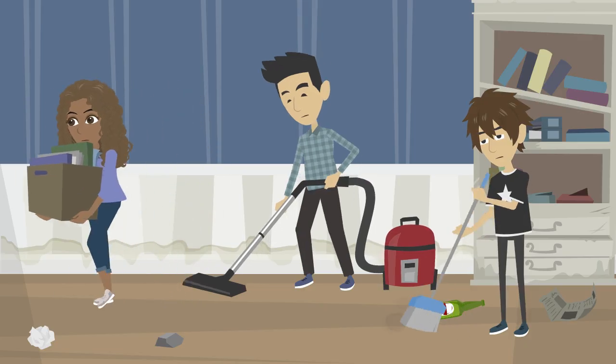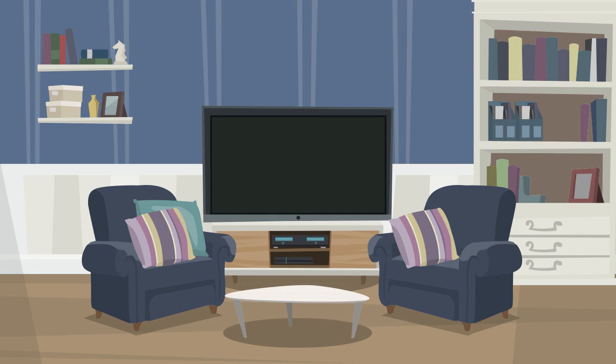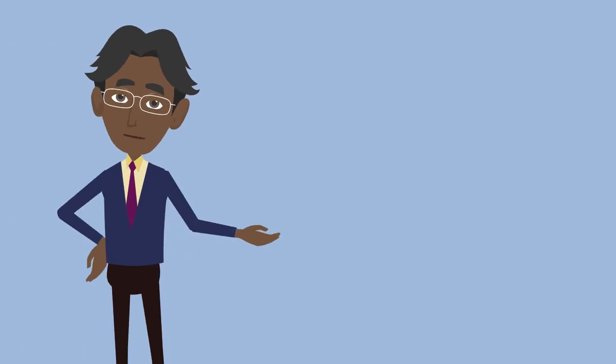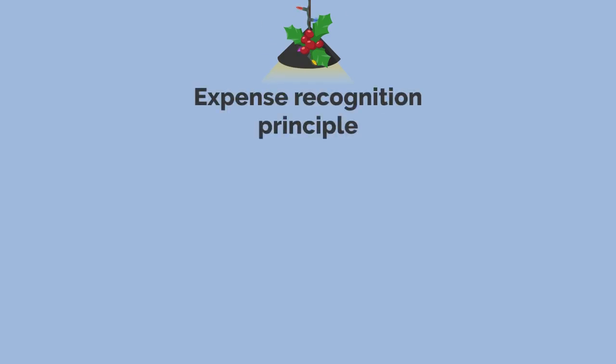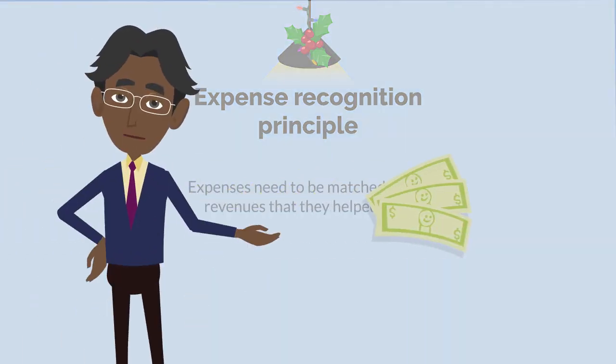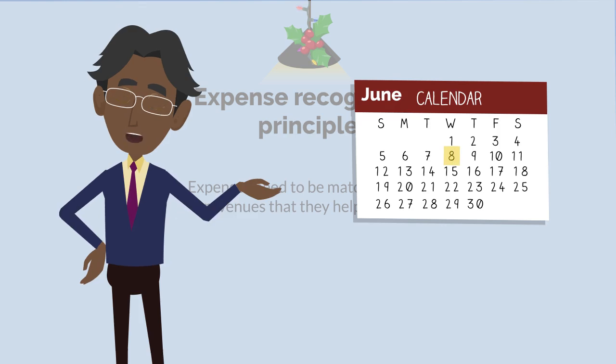In accounting, we represent the things that a company gives up in exchange for revenues with expenses. Just like revenues, we have a principle regarding the recognition of expenses. The matching principle, also known as the expense recognition principle, states that expenses need to be matched to the revenues that they helped earn. Thus, if there is a cash outflow for an expense in one period, but the expense is associated with revenue in another period, the expense must be recognized in the other period, and not the period in which there was a cash outflow.